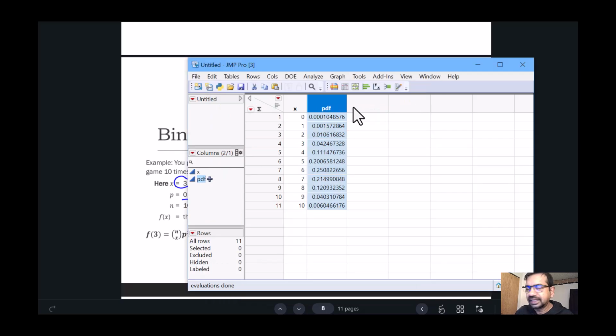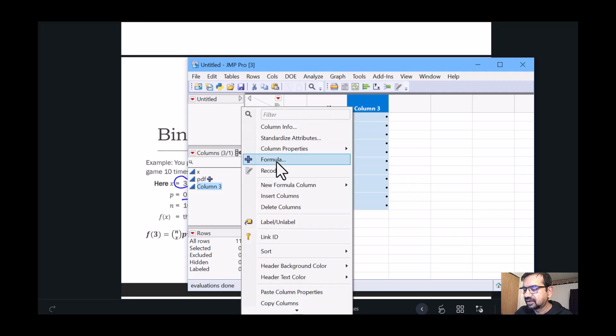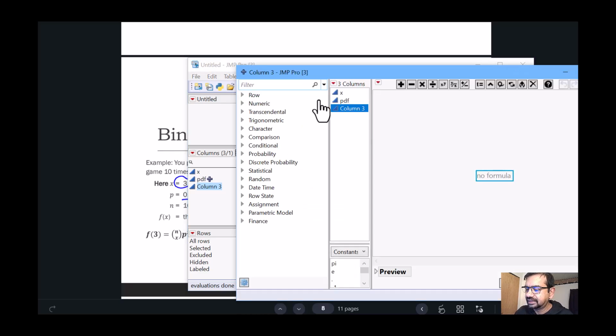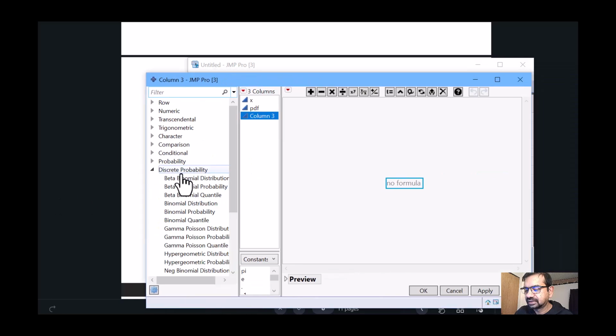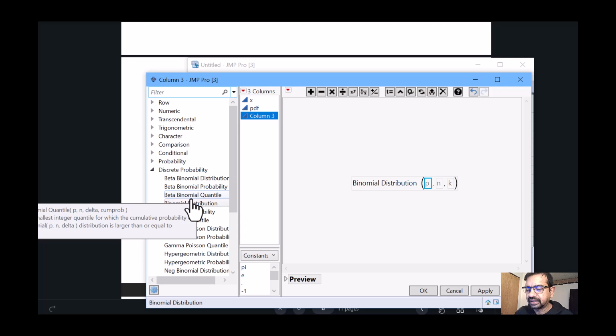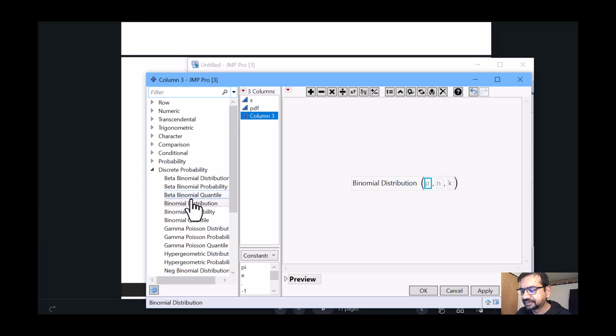And then let's also look at the cumulative function. I'm going to double click on this column, formula, and this time we will choose the binomial distribution. And again, it gives us the cumulative probability of the binomial. So here, again, our P was 0.6.